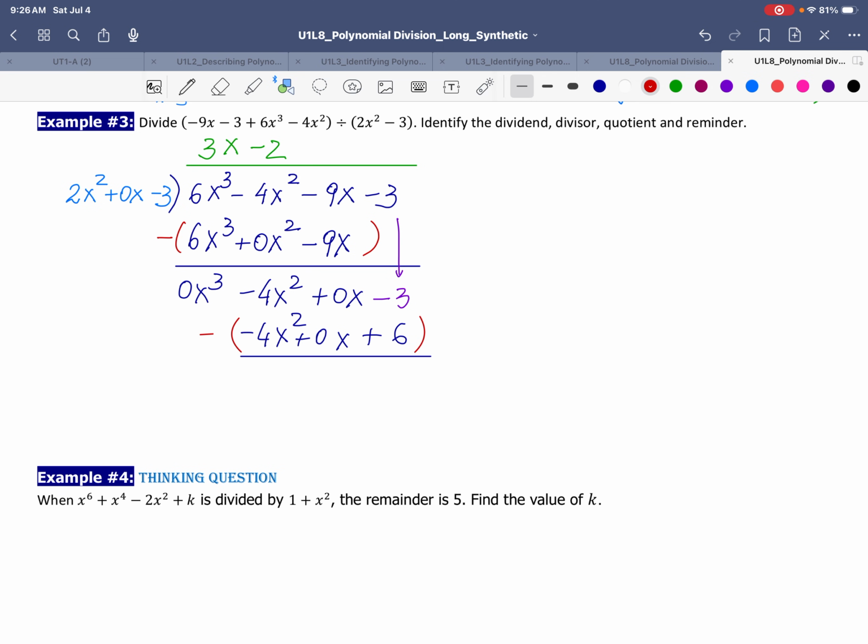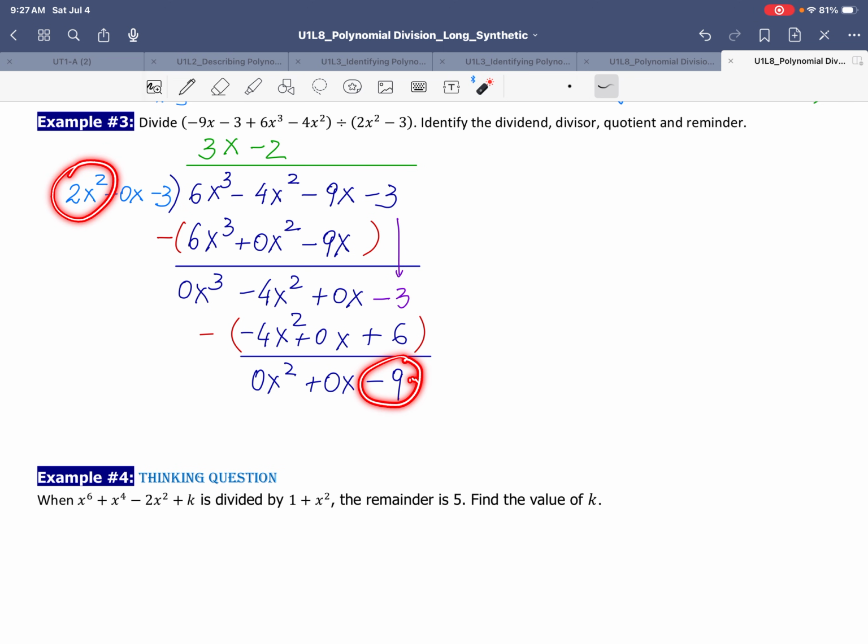So subtract. And now we have negative 4x squared minus negative 4x squared, 0x squared. 0x minus 0x is 0x. And negative 3 minus positive 6 is negative 9. Now, 2x squared no longer goes into the rest of the expression. We don't have any more terms to bring down, obviously. So we're going to say that this will be the remainder.